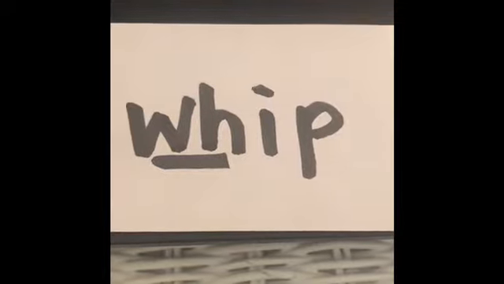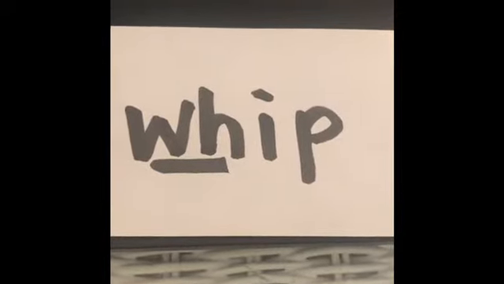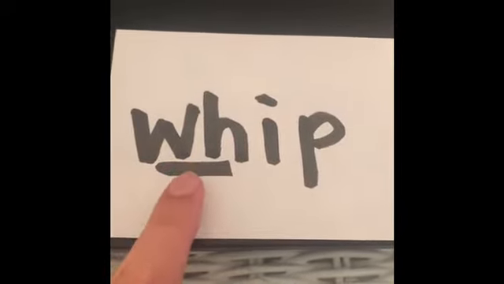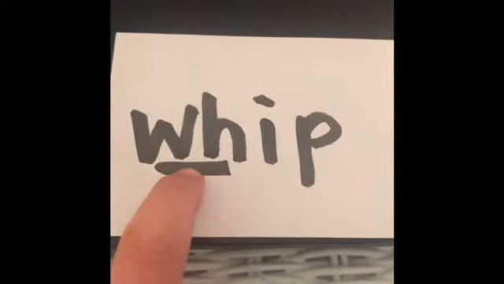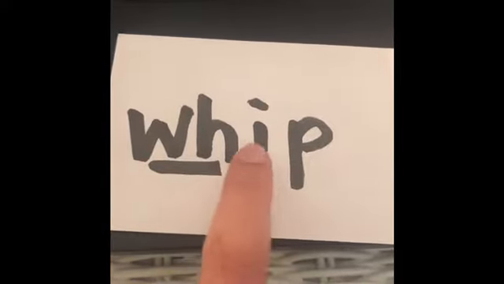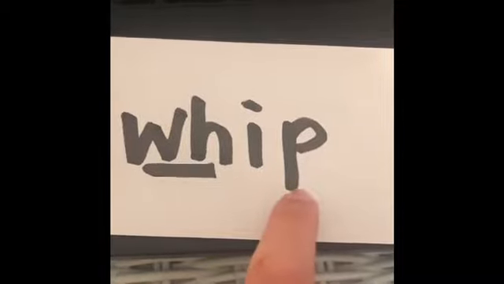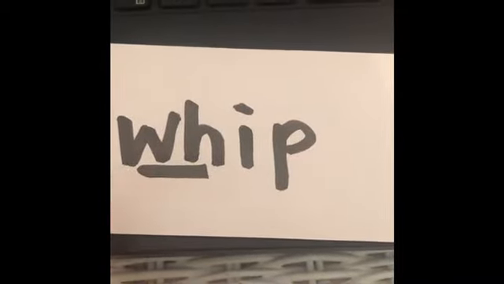The next CVC word is whip. W-I-P. Whip. Go ahead and write it down on your paper. All right, this is what the word whip should look like on your paper. The initial sound is the WH digraph, W. The medial sound is I, and the final sound is P. Put it together, you have the word whip.